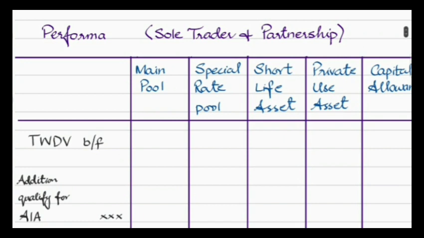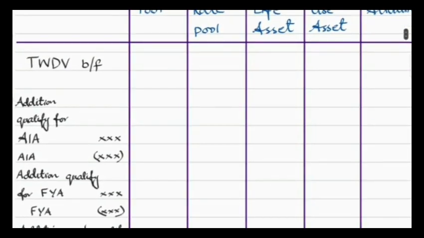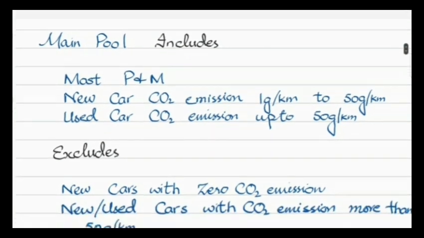Now this is the proforma for the sole trader and the partnership. It has different columns. First and the most important column is the main pool, then special rate pool, short life asset, private use asset, and the last one is capital allowance. We will discuss all the details of these columns and the allowance rules in detail. So start with the main pool.